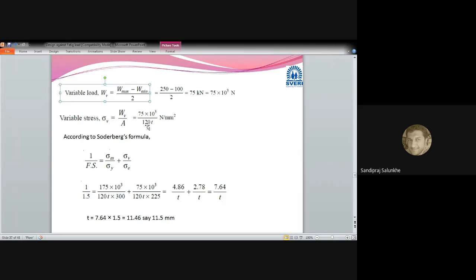So once you calculate that variable load, then variable stress can be calculated as load divided by area. Again, we will take the same equation, and we'll calculate that 75 into 10 raised to 3 is the average or variable load, both we can consider, and A is the area, that is 120 T. So this value also we can simplify.